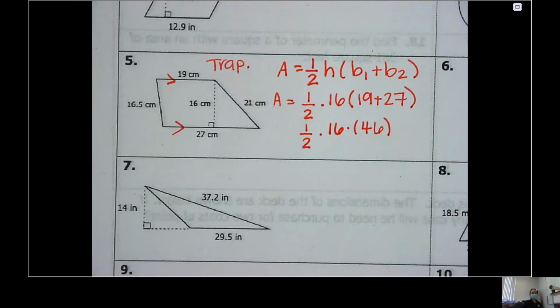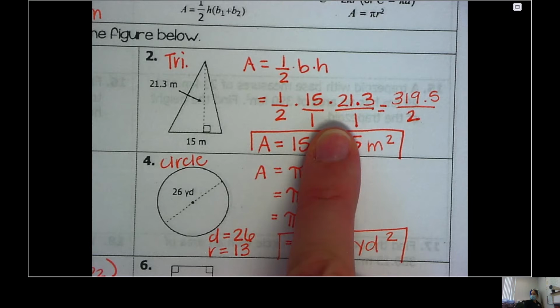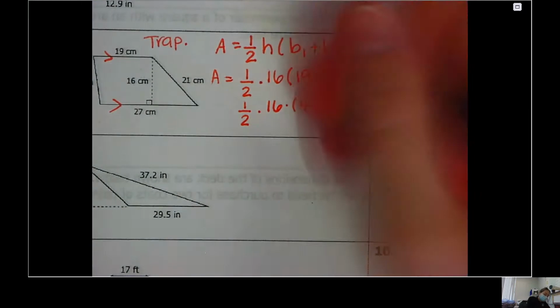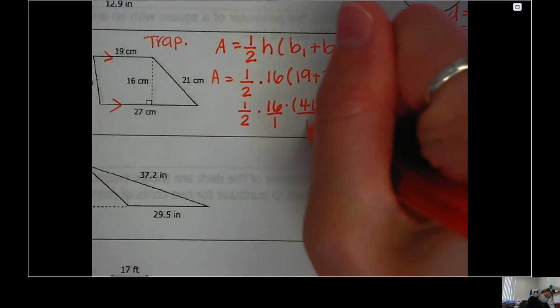Okay, so now I've got 1/2 times 16 times 46. What should I do now? I've got nothing to distribute. Oh, set it as a fraction. Yeah, set them as a fraction. Put them all over one. This looks exactly like, hey, look at that problem. Just like that. I'm just going to put them over a one. And then I'm going to multiply on the top, multiply on the bottom.